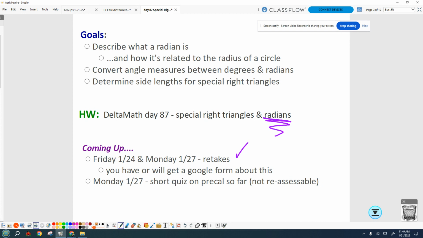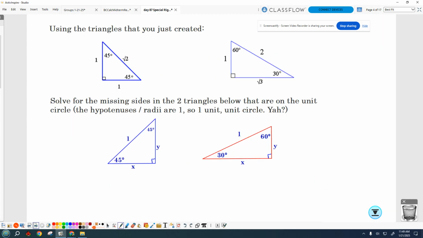Will there be a review for the short quiz on pre-calc so far? Okay, so there will be some quiz on whatever we get through in trig so far. The review is, we're doing it now. All right. If you guys don't have these 2 triangles drawn as written, please draw them. Sorry, these square roots got clipped, but using them, can you figure out what x and y are in the 2 triangles below?